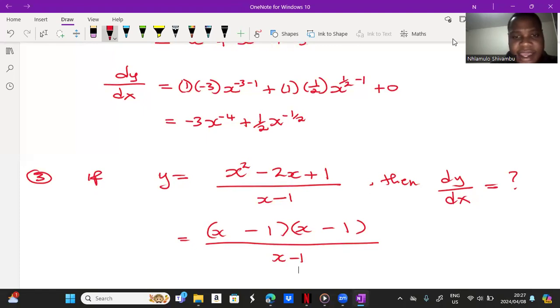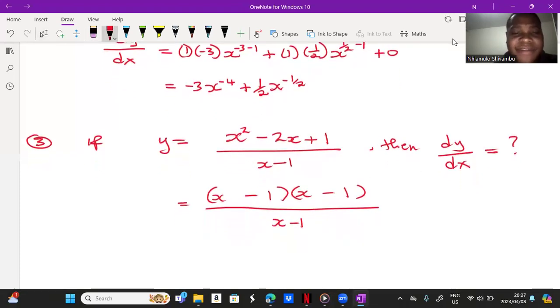And then from here, we're going to simplify. So this denominator will divide x minus 1 in the numerator, and this is going to be y equals to x minus a 1. So basically, we're determining the derivative of x minus a 1. So x minus a 1 is in its standard form. So if x minus a 1 is in its standard form, we're going to determine dy over dx.